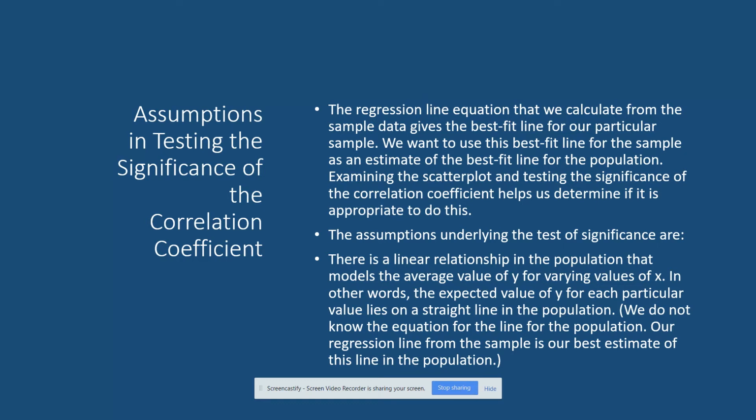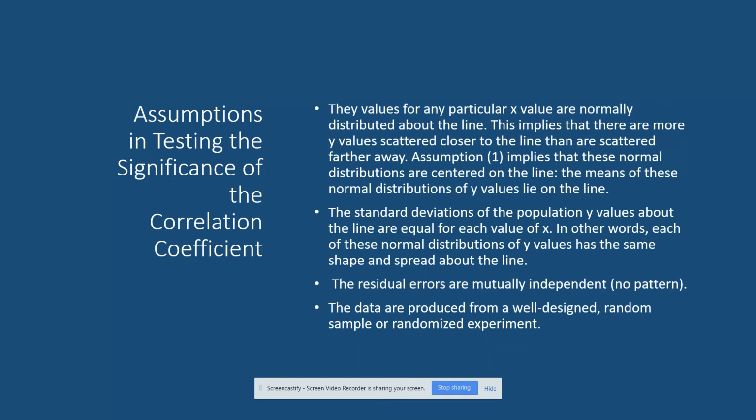So the first thing that you need to do is ask, is there a linear relationship for the population? That means is the expected value of y in a straight line for the population. Again, it doesn't have to lie on the line, but it has to be near the line. So the values for any x need to be normally distributed. So think of that bell-shaped curve.